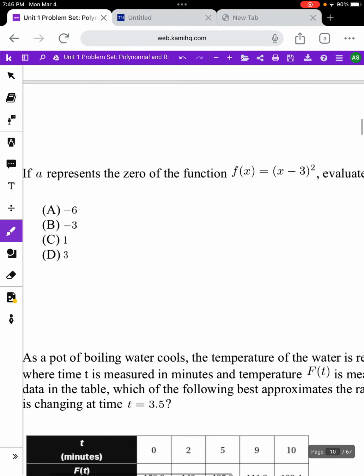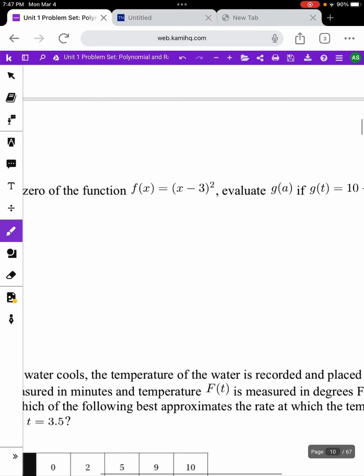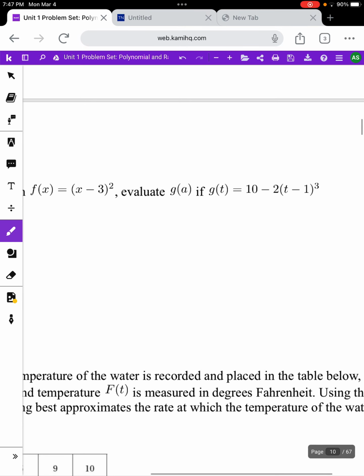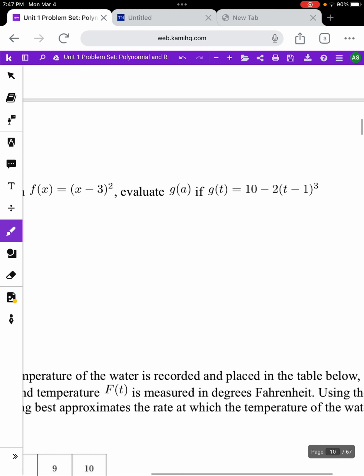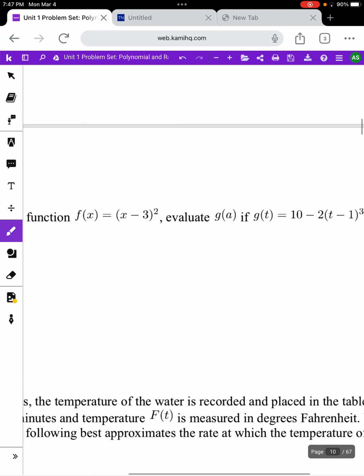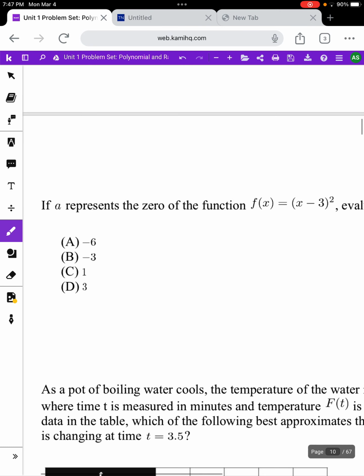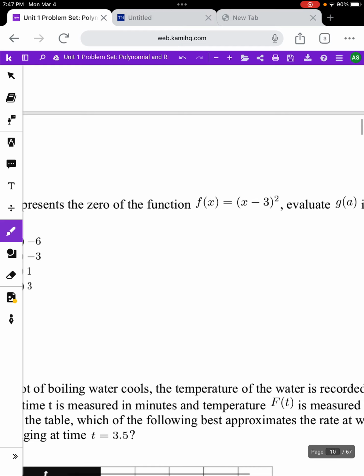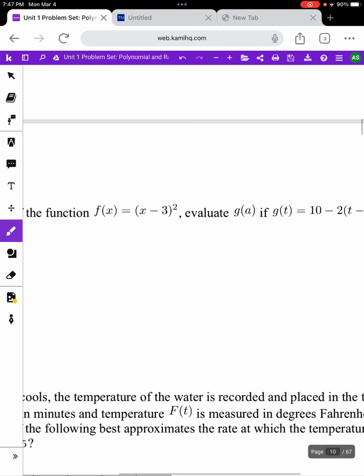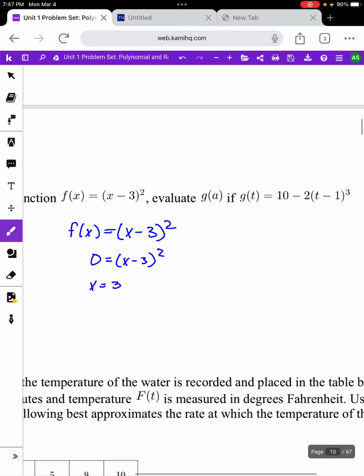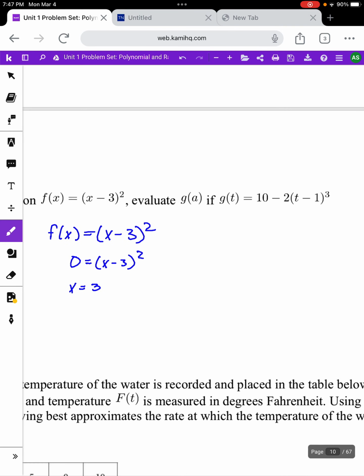If a represents the 0 of the function, evaluate g of a if g of t equals 10 minus, okay. There's a lot of letters here. A represents the 0 of the function. Okay, well, we know the 0 of this function is going to be 3, right? So 0 equals x minus 3 squared. X is equal to 3, and that is a bounce. So there's actually 2 3's there. All right, so we know a is 3.